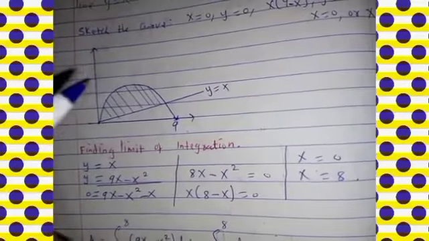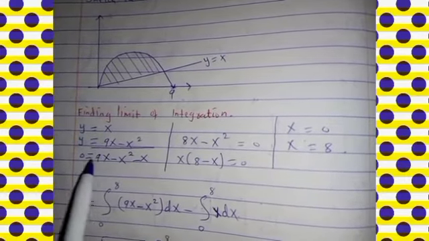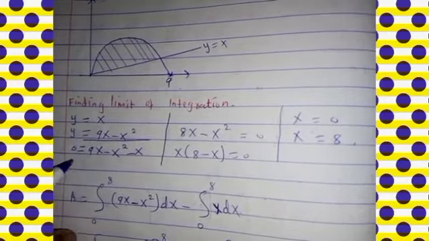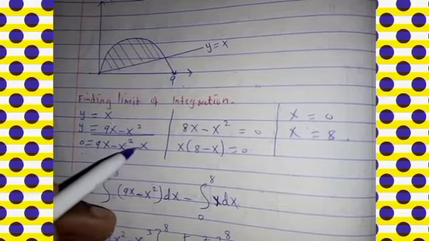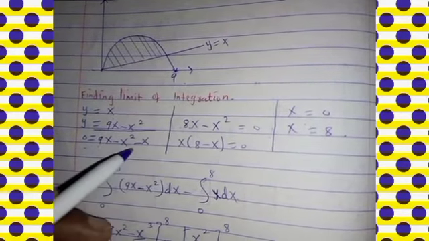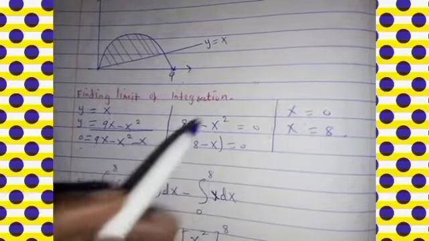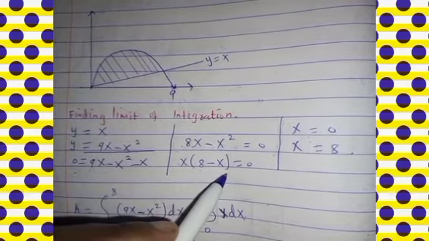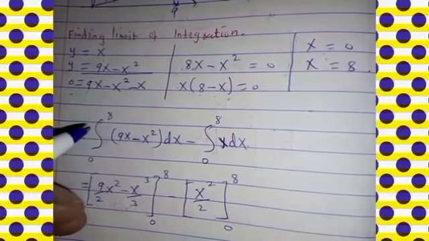To find the limits of integration, you equate these two. You have y is equal to x and y is equal to 9x minus x squared. So we subtract the two. On the left hand side, we have y minus y, which is 0. On the right, 9x minus x is 8x, so you have 8x minus x squared, which is equal to 0. We factor x out, so x is equal to 0 or 8 minus x is equal to 0. So x is equal to 8. So we are integrating from 0 to 8.